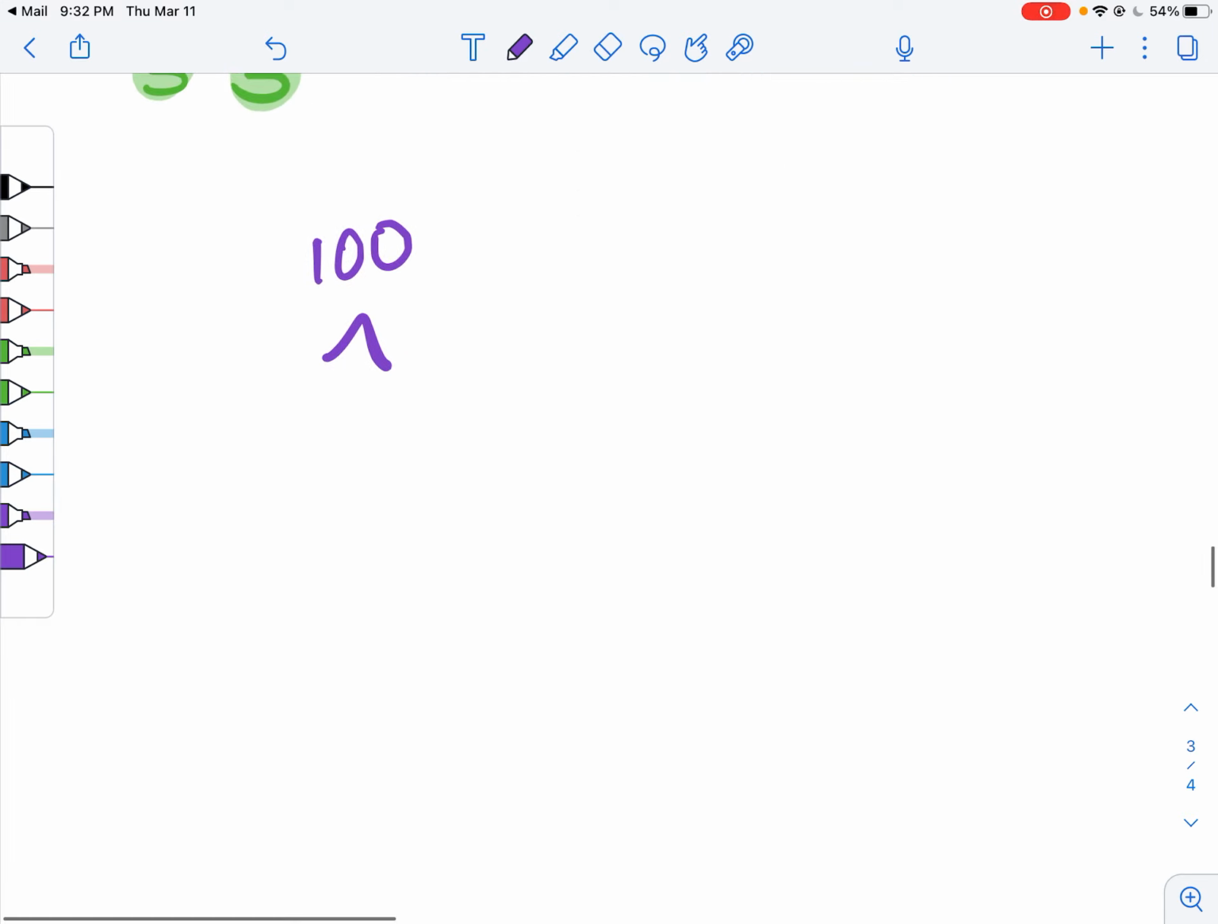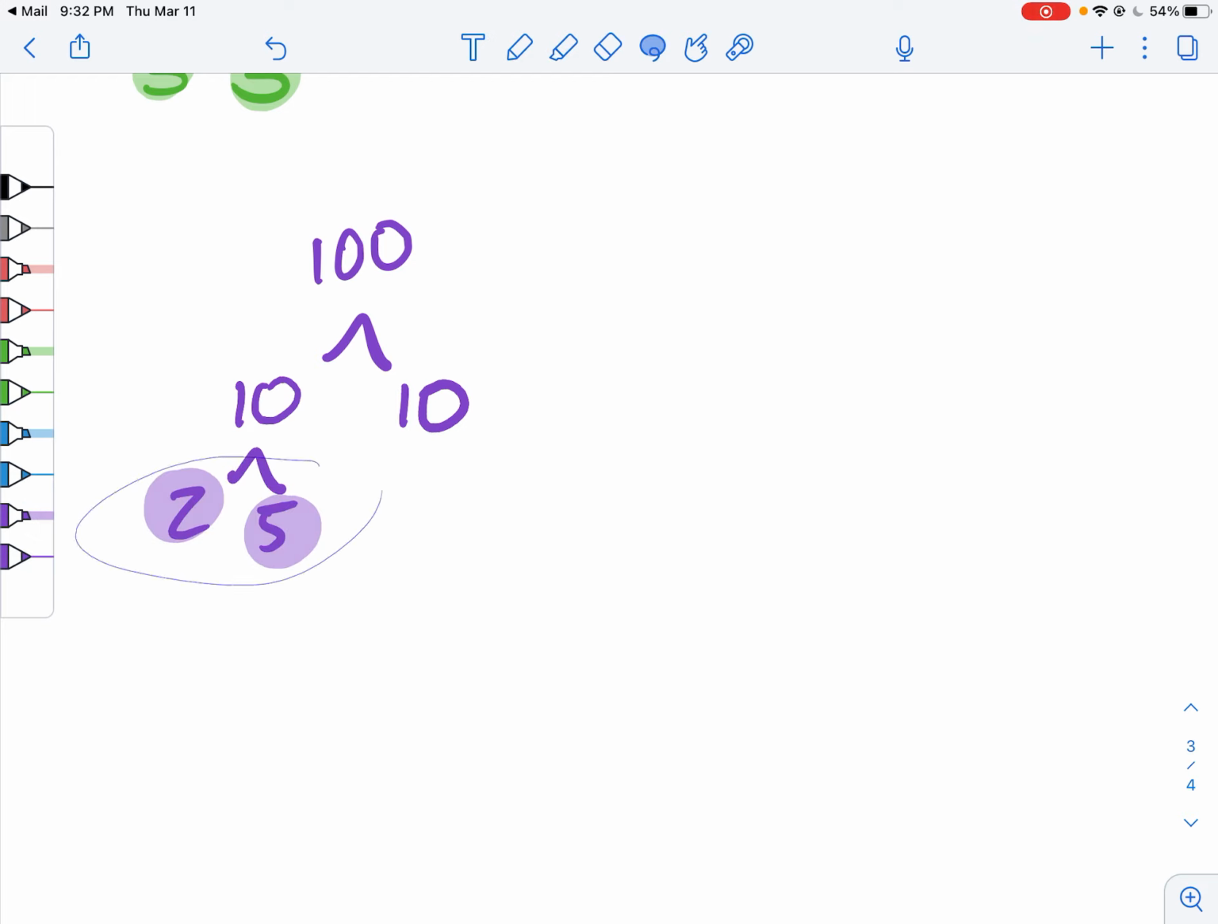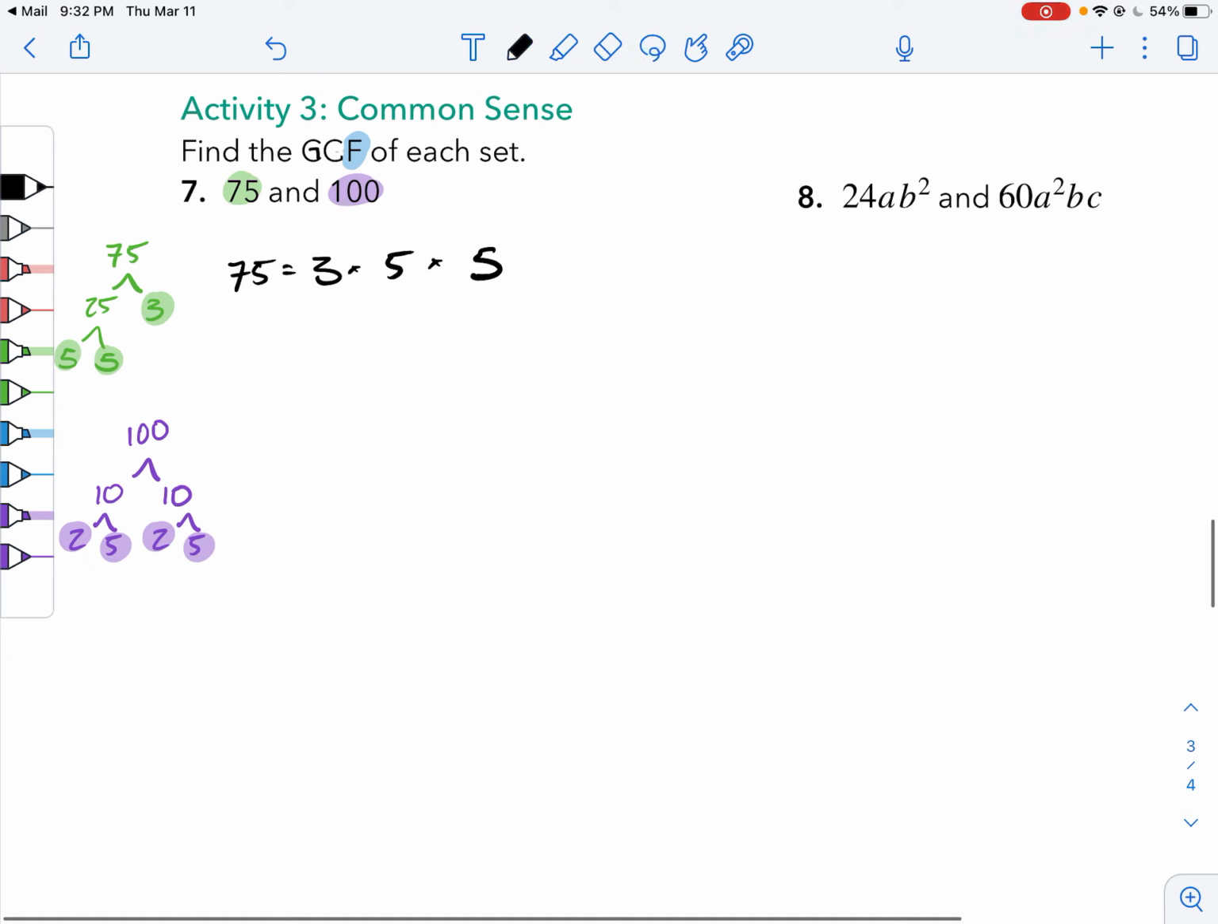Well, 100 is 10 times 10, so that's lovely. And 10 is 2 times 5, which are both prime. Oh, but guess what, guys? Did you know that 10 is 2 times 5, which are both prime? Crazy. So that means the prime factorization of 100 is 2 times 2 times 5 times 5.